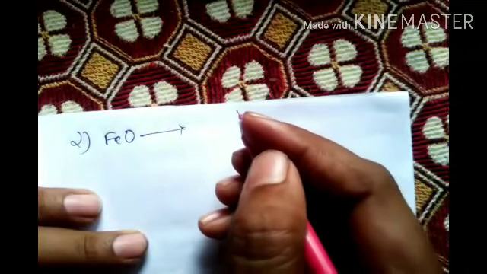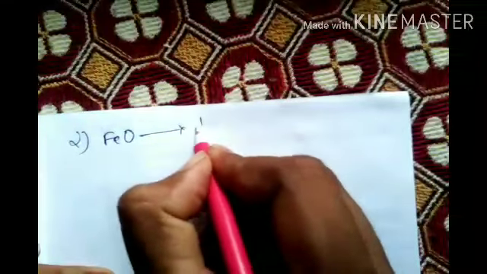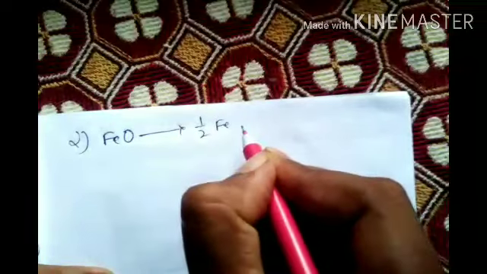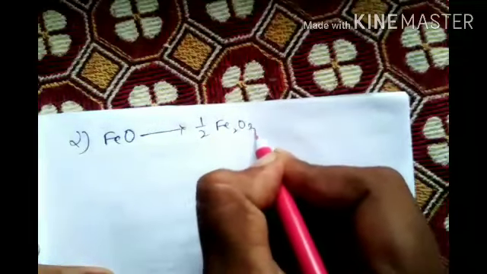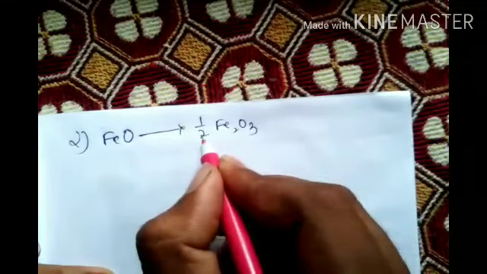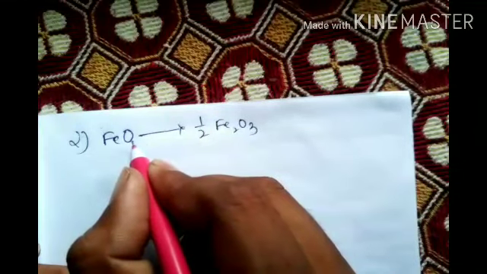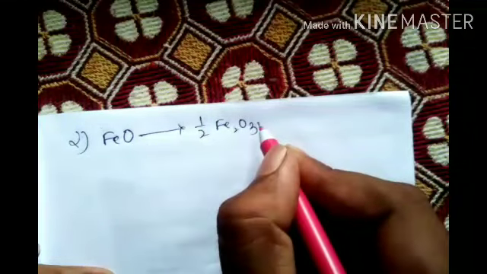Okay. Second problem. FeO gives rise to Fe2O3. What is the question? 1 mole of FeO to Fe2O3, right? So what will form? Half the amount of Fe2O3 will form, because there is 1 Fe only here, but 2 Fe's are in Fe2O3. So half only is coming.